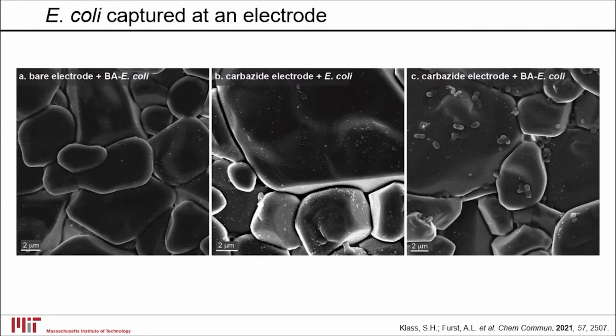If we have our surface modified with that carbazide diol and E. coli that weren't fed that synthetic amino acid, we see no binding. It's only when we combine that carbazide electrode with the boronic acid modified E. coli, as shown on the far right, that we see cells present on the electrode. However, SEM is obviously not an ideal method to monitor for point-of-use systems.